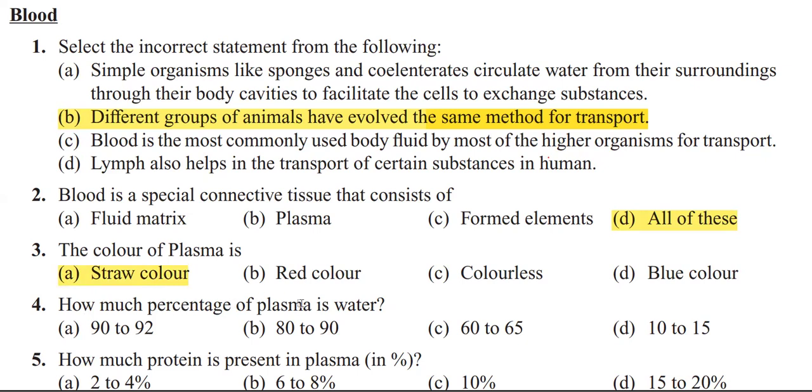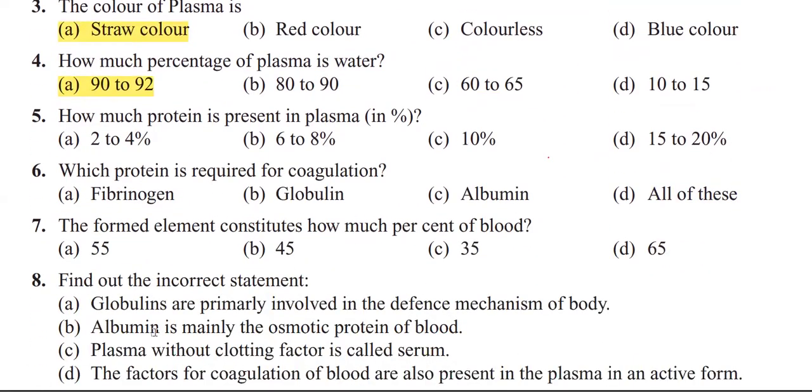How much percentage of plasma is water? 90 to 92%, 80 to 90%, 60 to 65%, 10 to 15%. That is, 90 to 92% is water. How much protein is present in plasma? 2 to 4%, 6 to 8%, 10%, 15 to 20%. It is 6 to 8%.